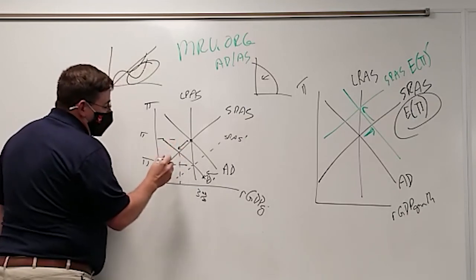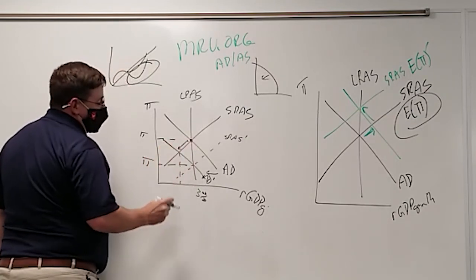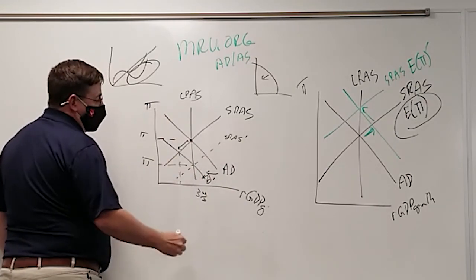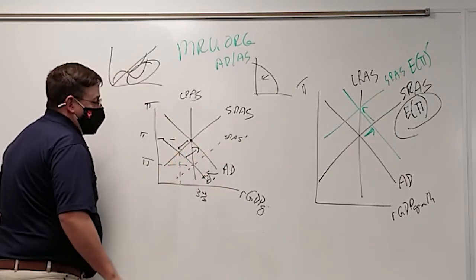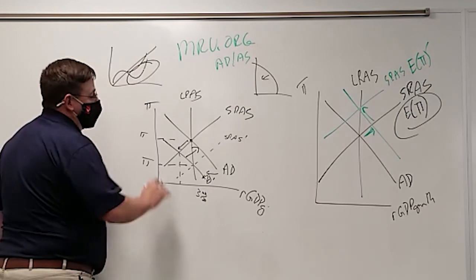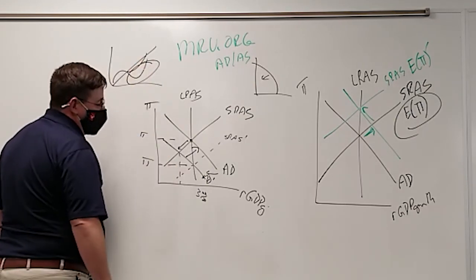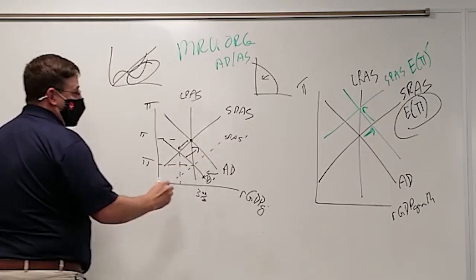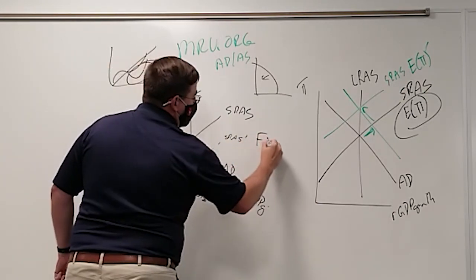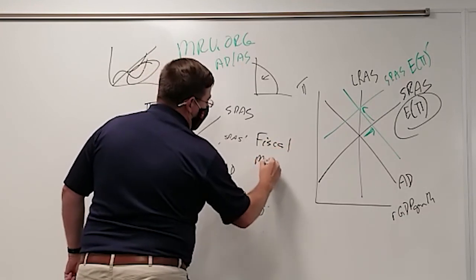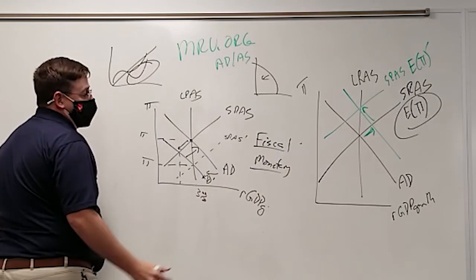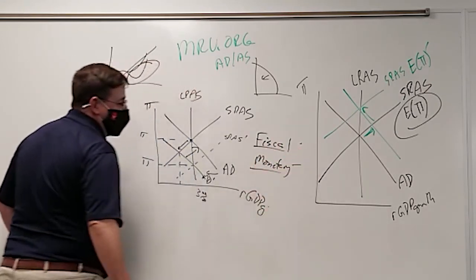So the idea here is, okay, we have a recession, maybe caused by a shift in aggregate demand. Is there anything that can be done to boost aggregate demand back out so that we don't have political turmoil? And there are two different basic approaches to influencing aggregate demand. One is fiscal policy, and the other is monetary policy. Fiscal policy gets done through Congress, monetary policy gets done through the Fed.